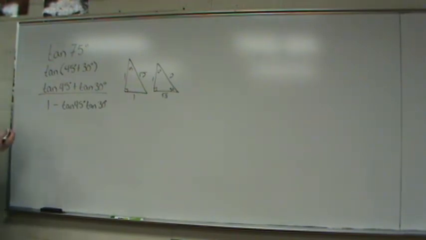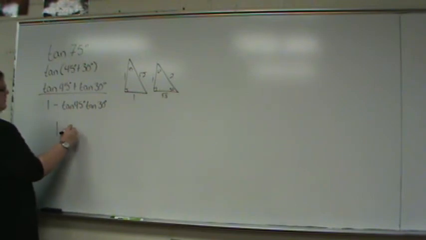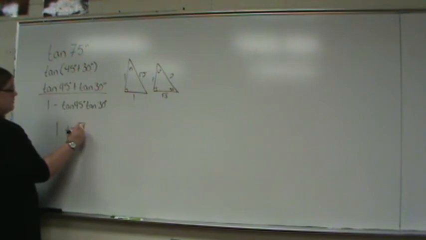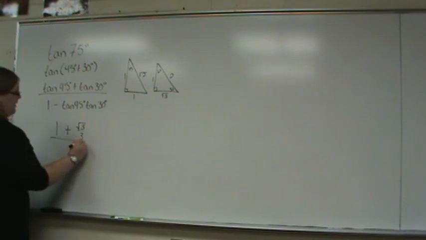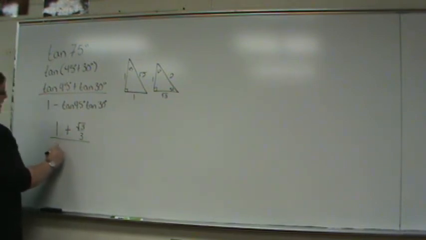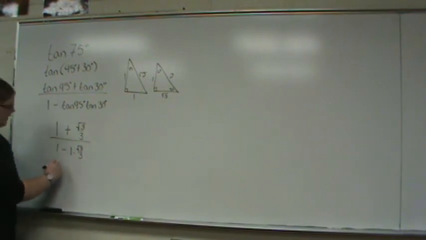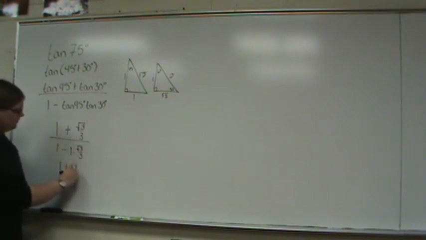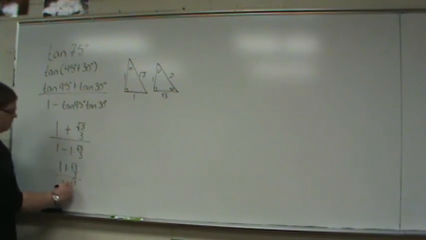So what is tangent of 45 degrees? 1. Tangent of 30 degrees is root 3 over 3 once we rationalize. And then we have our 1 on the bottom minus that 1 times the root 3 over 3. Then we're going to simplify the bottom. So we end up with 1 plus root 3 over 3 all over 1 minus root 3 over 3.